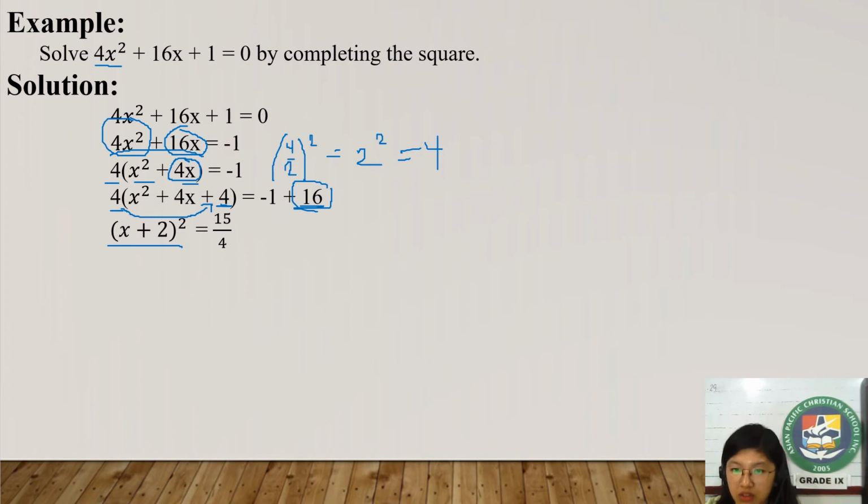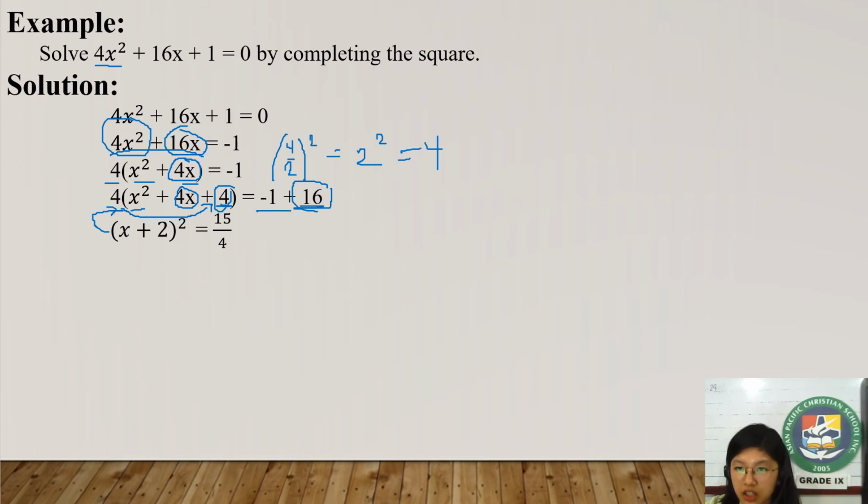Using FOIL method, x times x will be x squared. Then, x times 2, 2x. Then, another one, 2 times x, 2x. Kaya naging 4x. Ayan. Then, 2 times 2 will be 4. So, yung shortcut yung ginamit ko. Pero, kayo, using FOIL method para makuha nyo yung factor ng ito, para ma-check nyo kung ito ba yung factor niya.